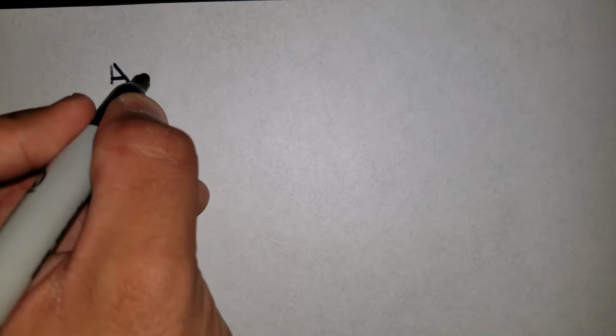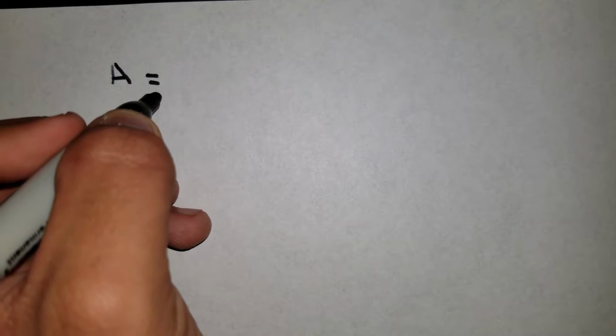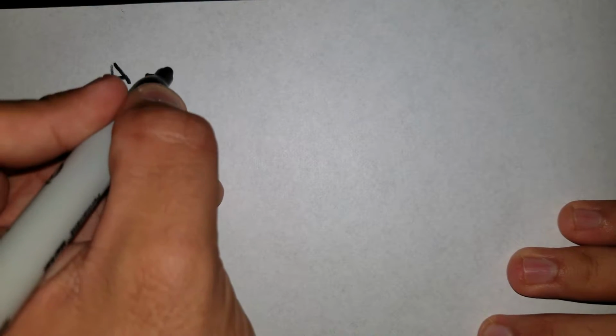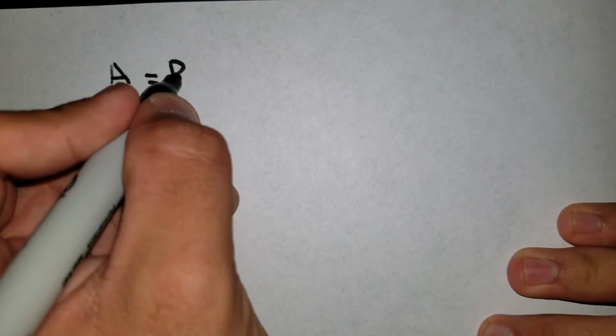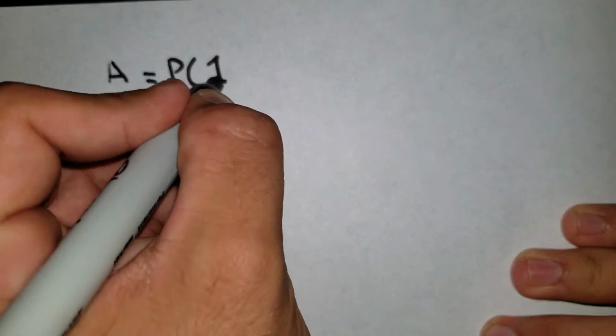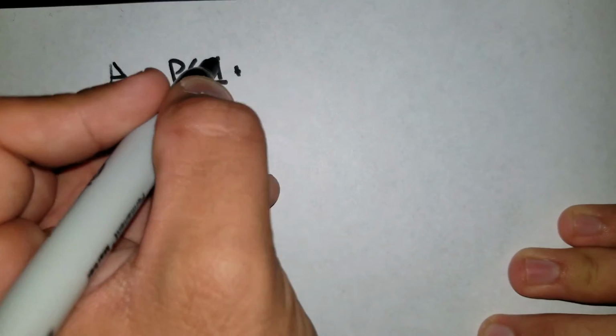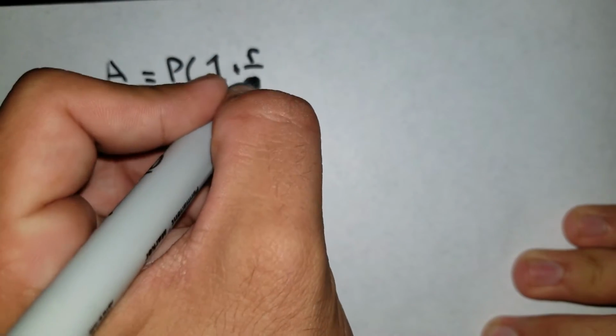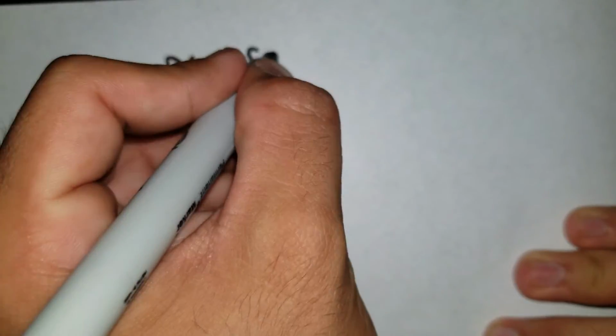So to start off, we're going to write down the formula we use to calculate compound interest, which is A equals P times (1 plus r over n) to the power of n times t.